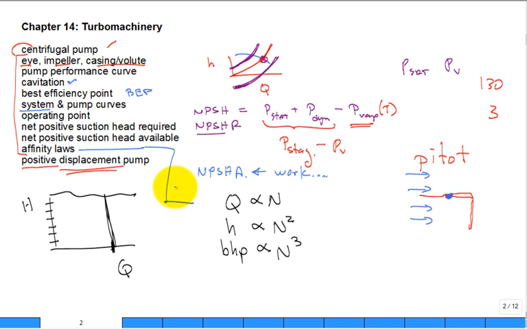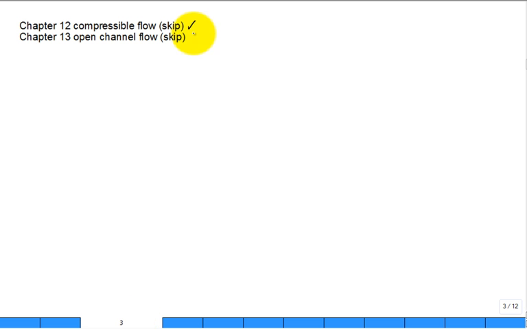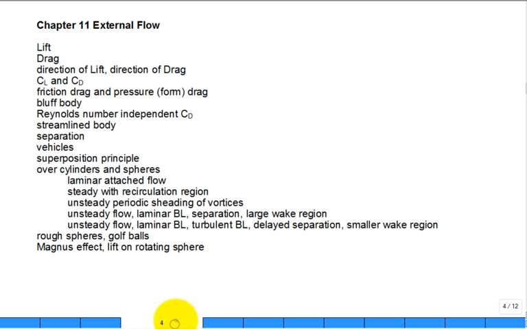Let's solve some problems, maybe. But before we do that, let's go take a look. We skipped these two chapters. Chapter 11, external flow, real important.